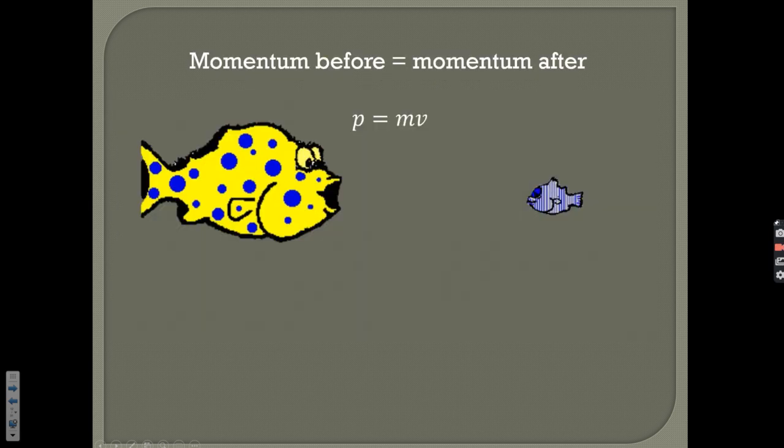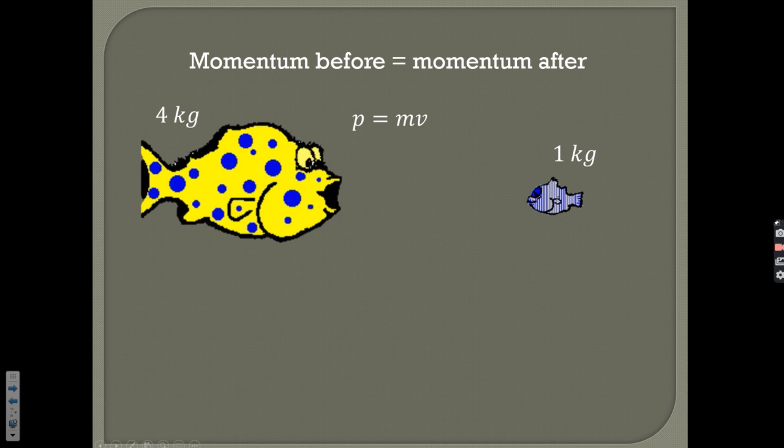We can see this with a simple calculation. We know that momentum is calculated P equals mv, where momentum is equal to mass times velocity. Now we don't know the specific masses of the fish. All we know is that the larger one is 4 times the mass of the smaller one. So for simplicity, let's just say that the small one has a mass of 1 kilogram and the larger one a mass of 4 kilograms.